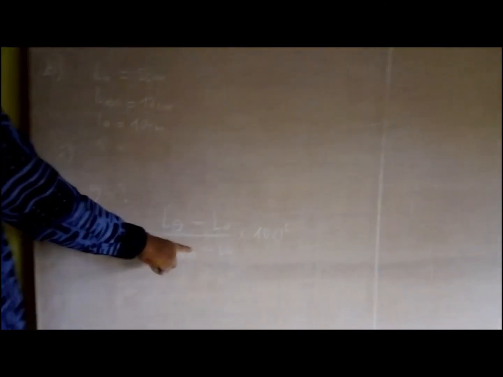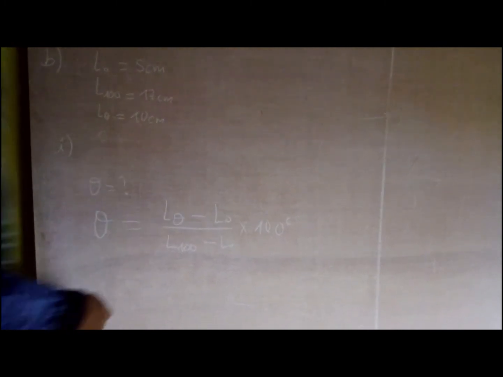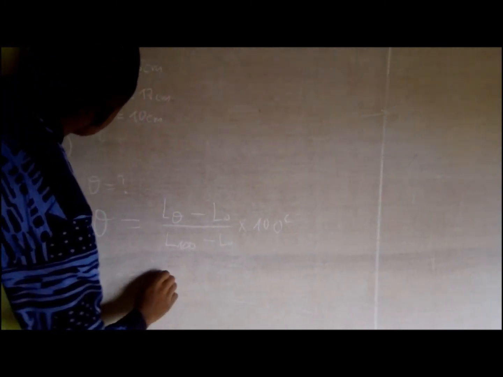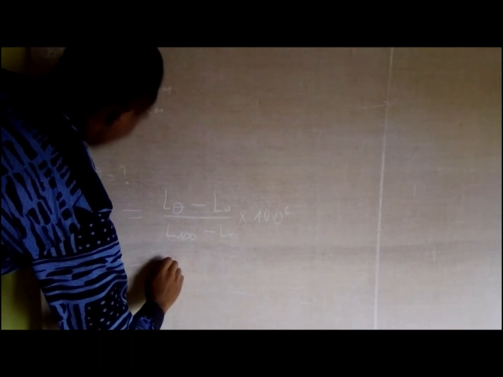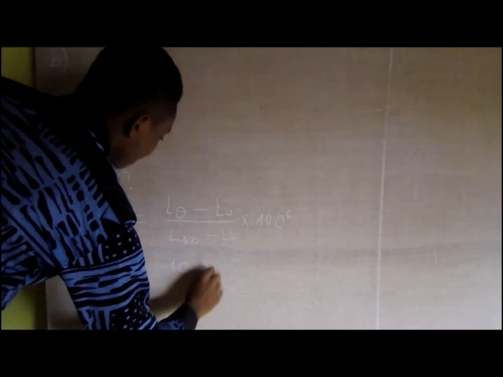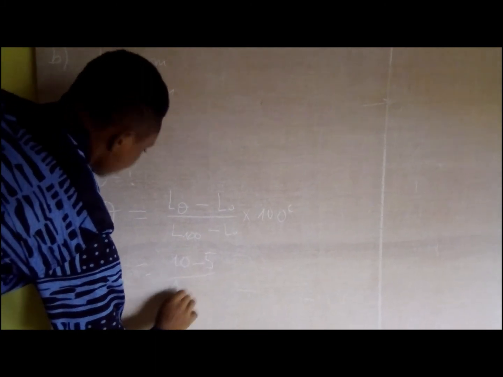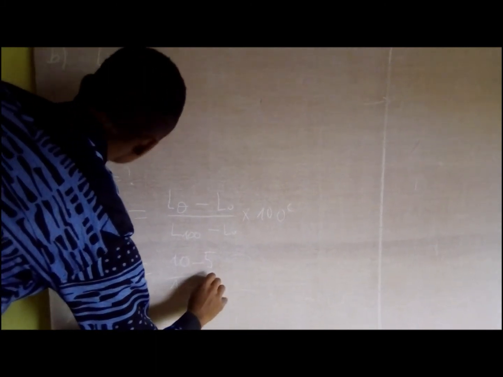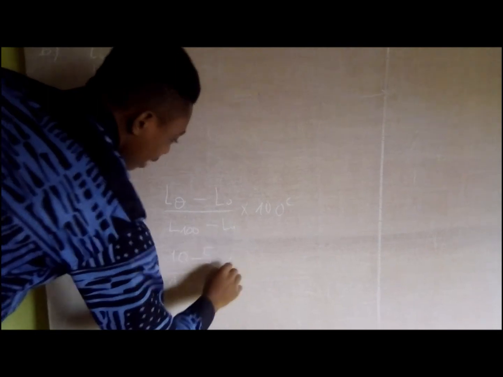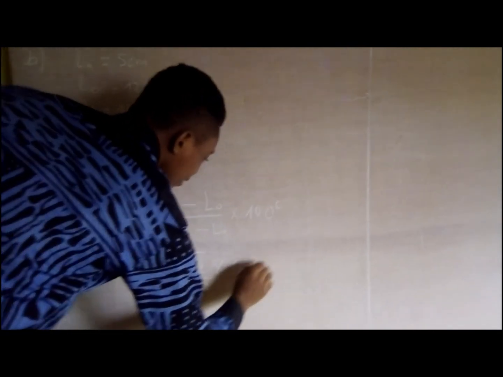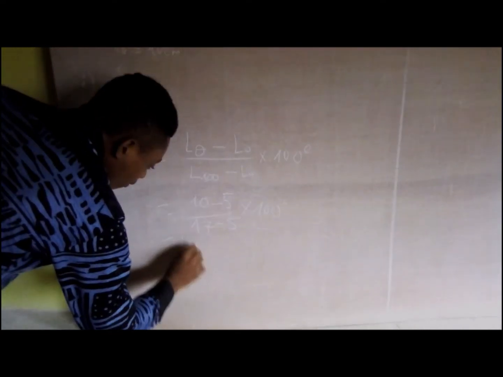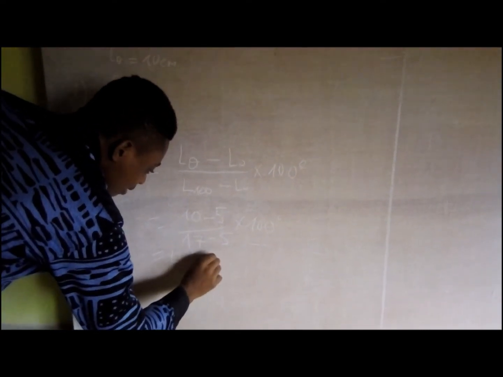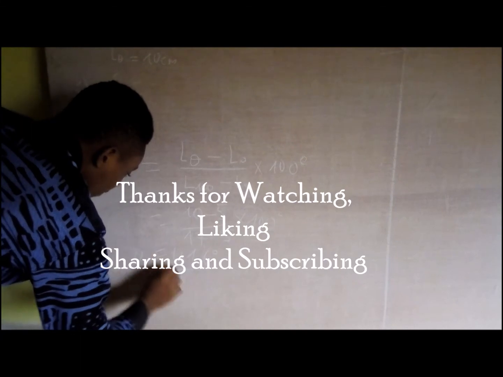So it suffices for us to replace the values and multiply up. That is 10 minus 5 divided by 17 minus 5 times 100 degrees equal to 41.6 degrees. That is the value of theta.